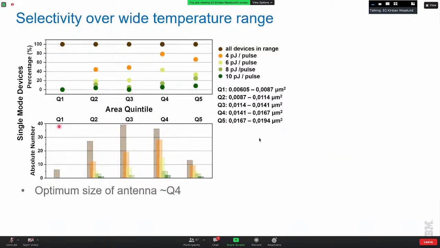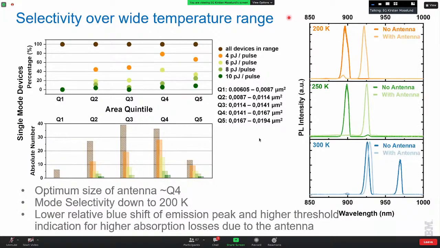So this is what's compared here. What you need to know is that Q1 is the quantile. Here we're just increasing the size of the gold antenna. In general, a larger gold antenna works better in terms of side mode suppression, but eventually it starts to add more loss, so we see there's an optimum in size here as well.